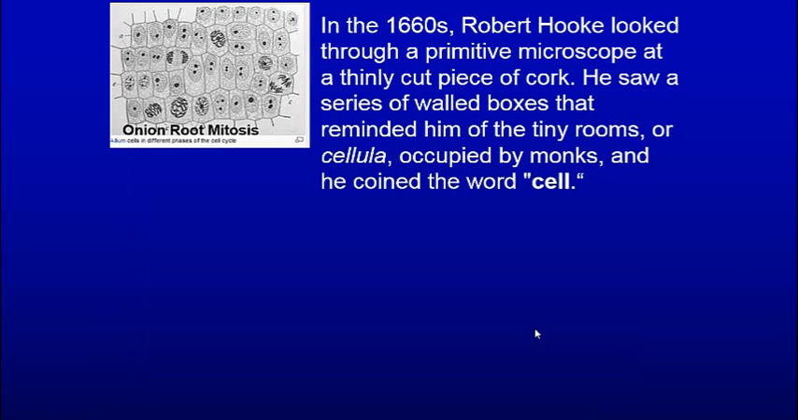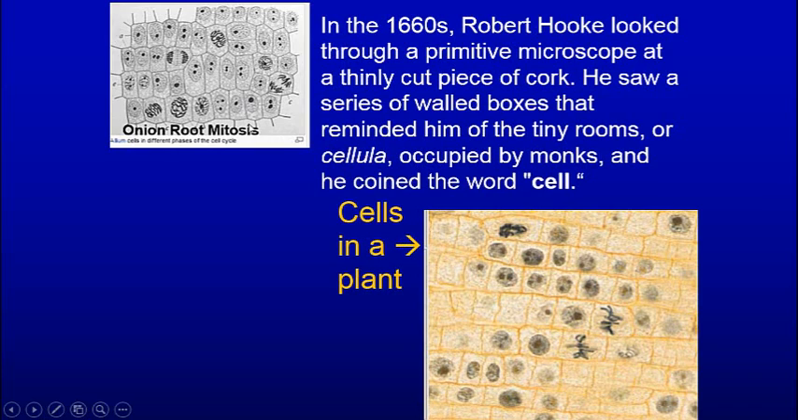It was in 1660 that Robert Hooke looked through a primitive microscope at a thin cut piece of cork. He saw a series of wall boxes that reminded him of tiny rooms, or cella, occupied by monks. Monks lived in little tiny rooms named cella, and so Hooke coined the word cell for the little boxes that the nuclei and cytoplasm are in. He saw that in a cork.